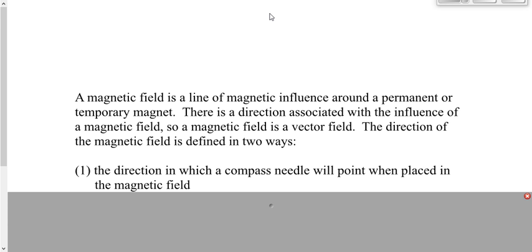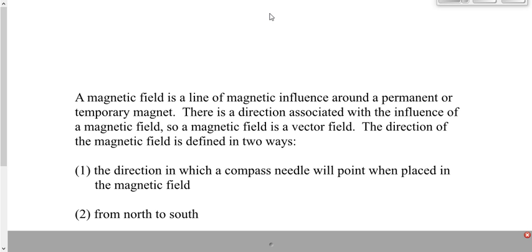Now we had a second way of defining the direction of the electric field. It was away from the positive and towards the negative. We're going to give you the second way of defining the magnetic field direction as away from the north and toward the south. Now, at some level, there's got to be a little bit of confusion right now. Don't just write it down. Think about what you're writing. We define the direction of magnetic field as the way that a compass needle points when placed in the field. We also define it as being from north to south.